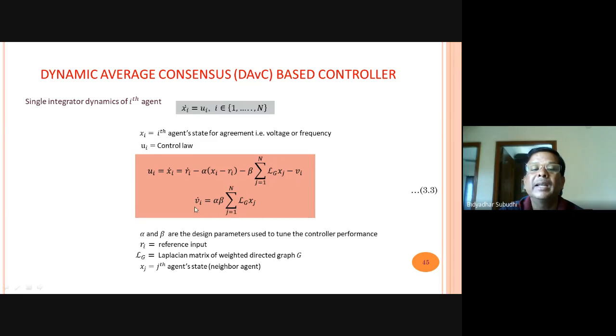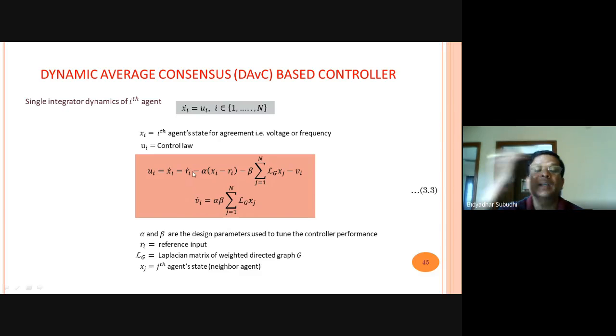Okay, and then where this vi dot is basically the voltage, that is alpha beta and summation of this, where Lg is the Laplacian of the graph. Now this alpha and beta, what you see here, these are basically the design parameters or controller design parameters, and ri is the reference input. What exactly you want to do?